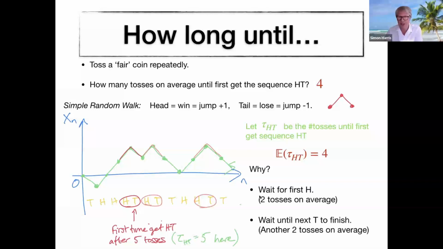Why should it be 4? Actually, it's quite easy to see. First of all, we have to wait for the first head, and it's actually the mean of a geometric, because there's a probability of a half of getting a head. So the average time until the first head is just 1 over 1/2, it's 2. And then all we have to do is wait until the next tail and we're finished. Because if we've got a head, here's the first head. If we don't get a tail, well, we've got a head again. If we don't get a tail, we've still got a head. So the next time we get a tail, we've automatically got head tail and we're finished. So we just have to wait for the first head and then wait for the next tail and then we're done. And that's another 2 tosses. So it's 2 plus 2.